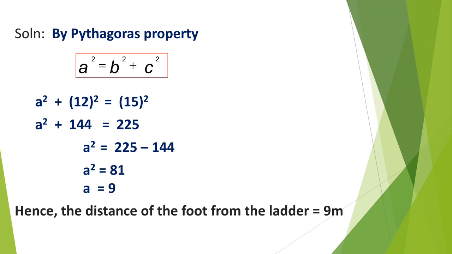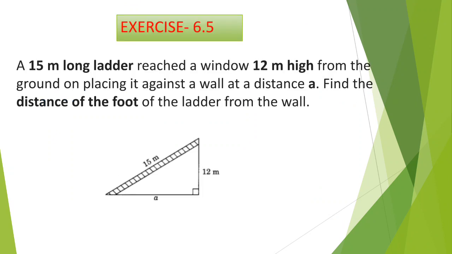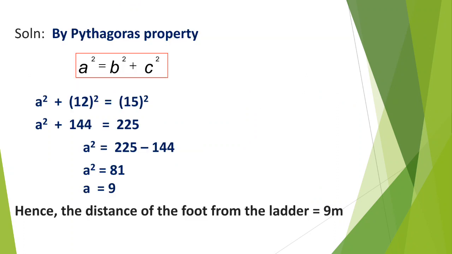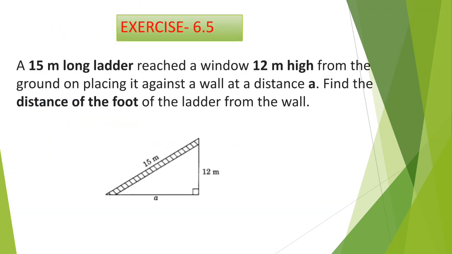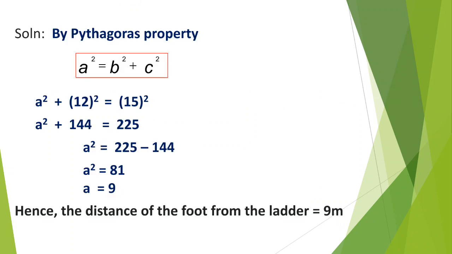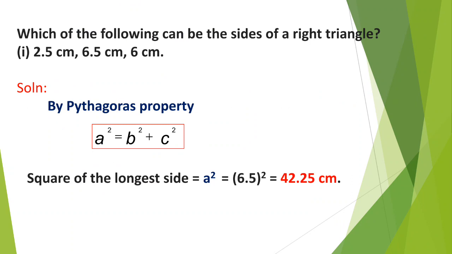Hence, the distance of the foot of the ladder from the wall is 9 meters. The distance of the foot, that is the bottom of the ladder, from the wall is 9 meters. That is, the bottom of the ladder and the bottom of the wall. Clear? Now, we are moving to another problem.